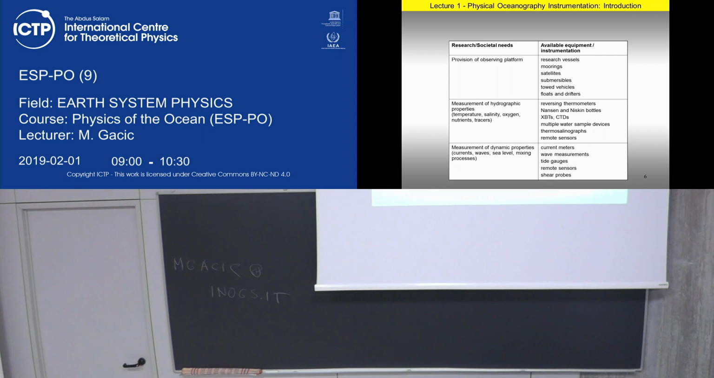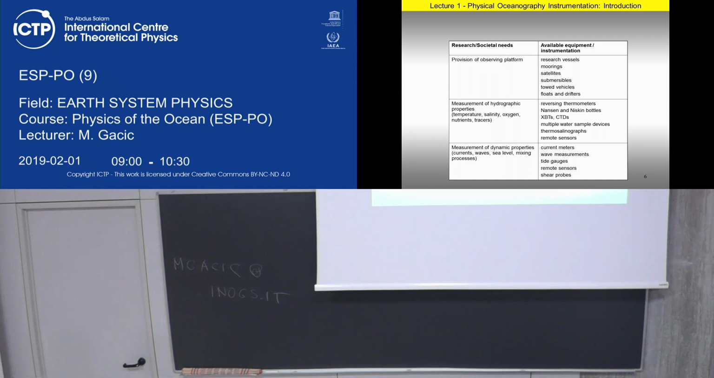So we have the research vessels, which are the oldest approach in oceanographic measurements. We have moorings. Moorings are fixed points where you put a certain number of instrumentation at different depths. We have satellites, which measure whatever is happening at the surface. We have submersibles, towed vehicles, floats and drifters. Okay, so these are the observing platforms.